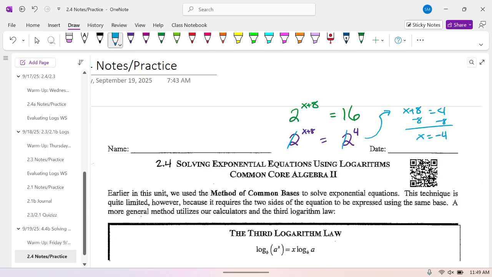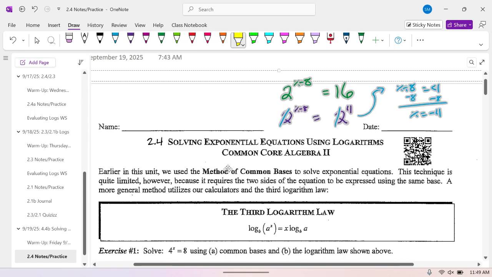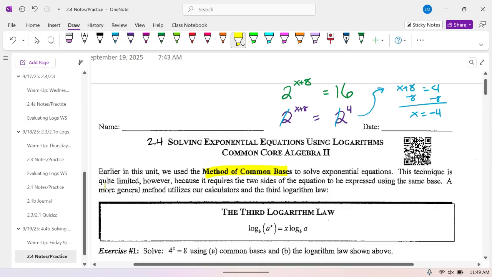All right. Now, the method of common bases cannot be used for every exponential. It's actually pretty rare that you get common bases. It's very limited. But this method that we're going to learn today, which is through logarithms, you can solve any exponential equation with it. So that's what we're going to do today. Again, the method of common bases is really limited, but we can do any exponential equation if we use logs.